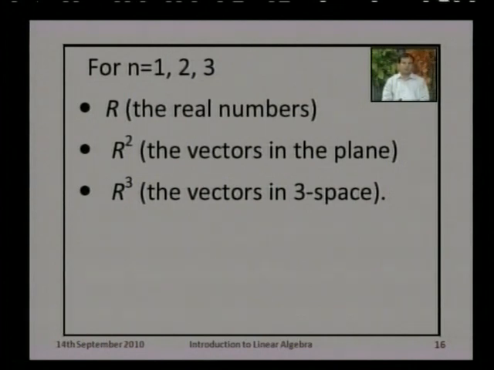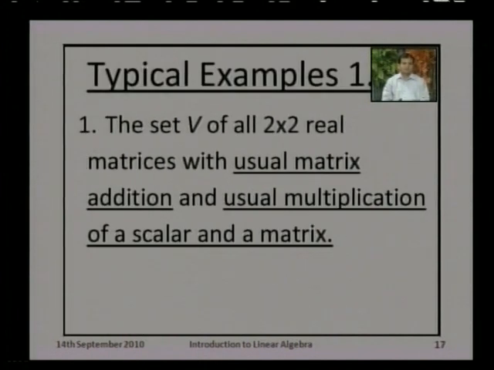For n equal to 2, R2, the vectors in the plane, is a vector space under standard addition and scalar multiplication. Similarly, R3, the vectors in 3-space. These 3 are very easy examples which we come across in many places. So the next example we come across, next slide.